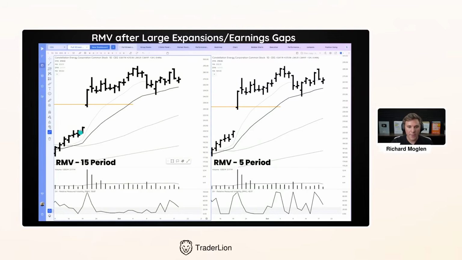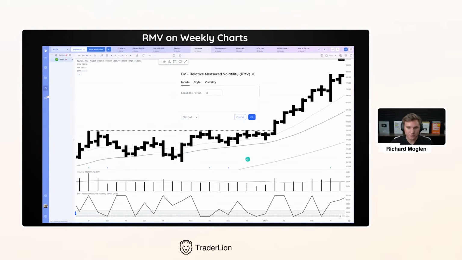Also, after gap ups where there's really big expansion, RMV5 is better and will give you a cleaner signal after the fact, because if you look at RMV15, all the ranges that are forming in here 15 days from that expansion are being compared to the significant expansion we saw. So they're always going to look a little bit low, and sometimes they're going to be low, but the RMV5 will reset a little bit faster and show kind of true tight areas after a gap up like this. So that's why I like to use RMV5 after a strong gap up.